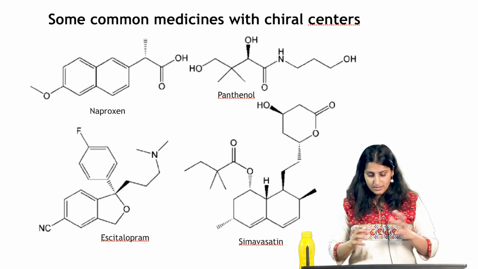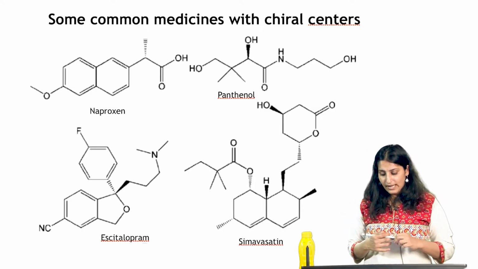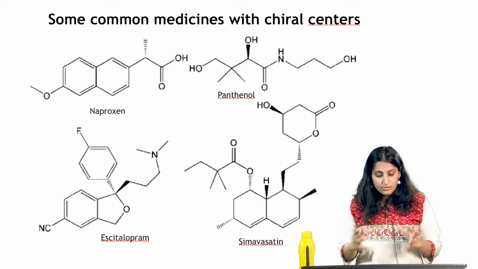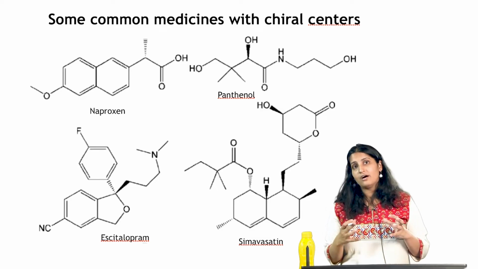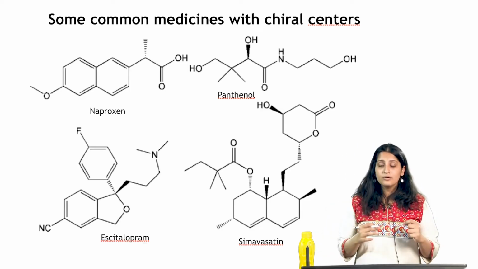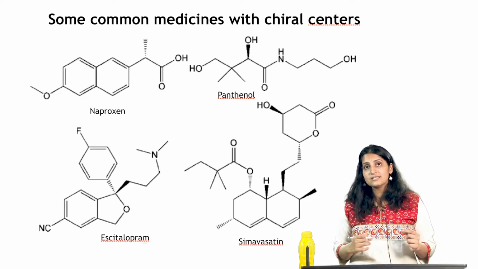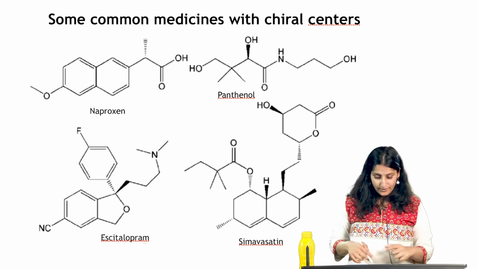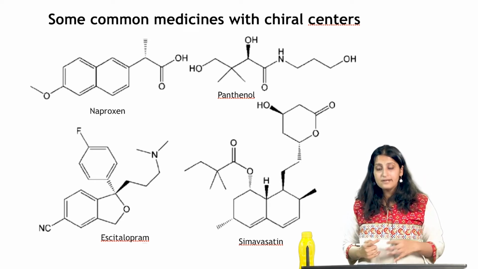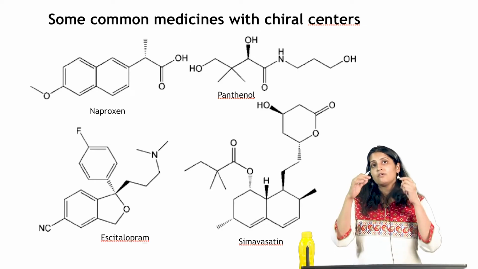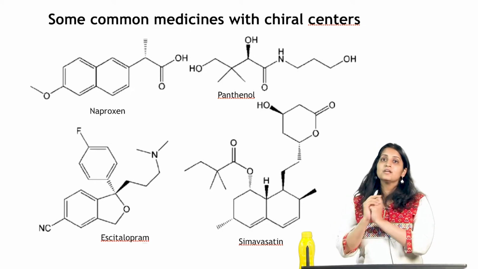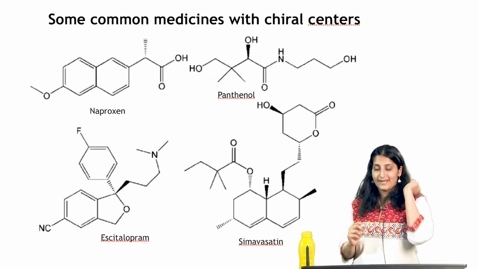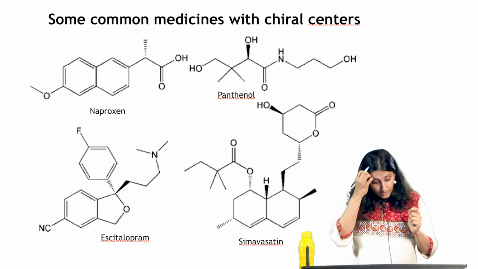Herein I have some more common medicines with the chiral centers. Try to look at all the drugs that are there in the market, try to look at where the chiral center is and name them as R or S. So, for example, you can very well take this slide and try to figure out whether each of the centers in each of these drug molecules is R or S, try to name them.